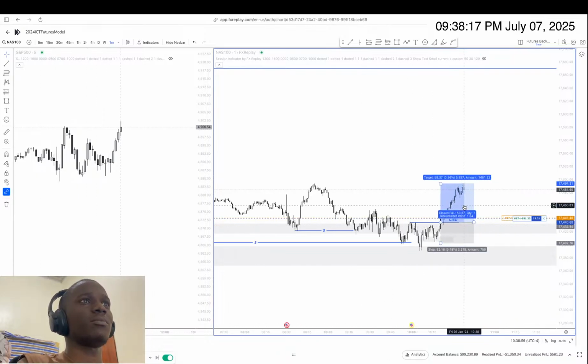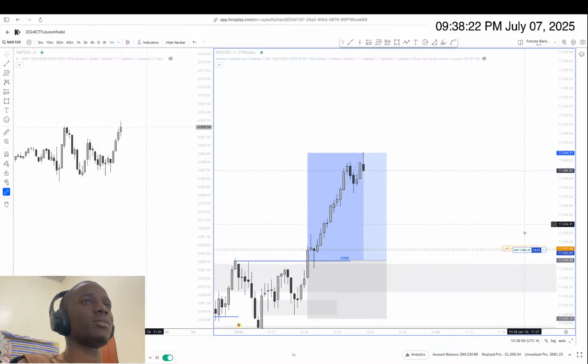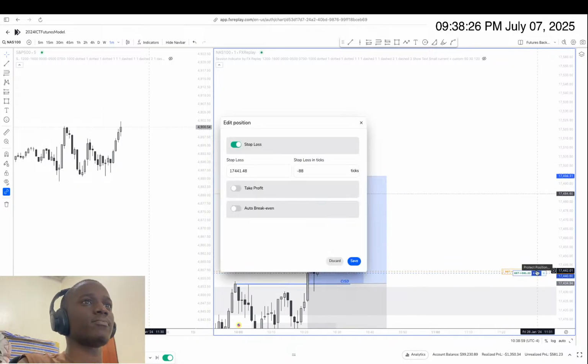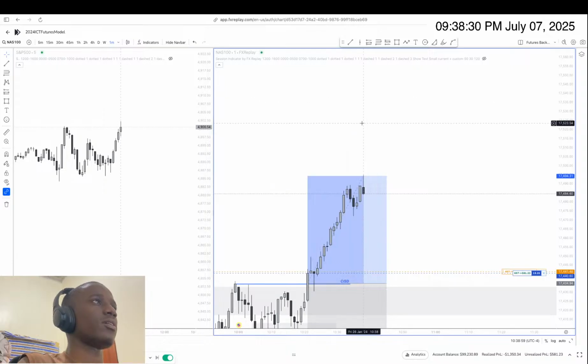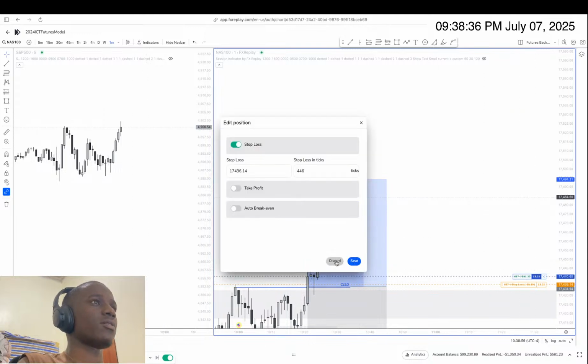So what time are we? We're still at 10:38, so the expansion counter might happen. Let me close partials. So I think, how will I take partials on this one? I'm really not good at using this here. Discard.